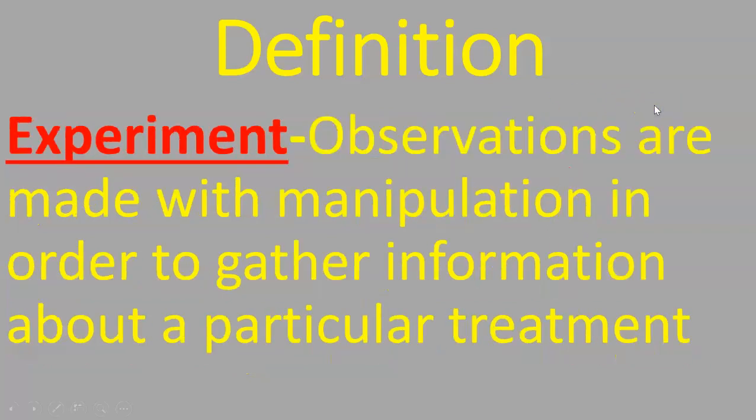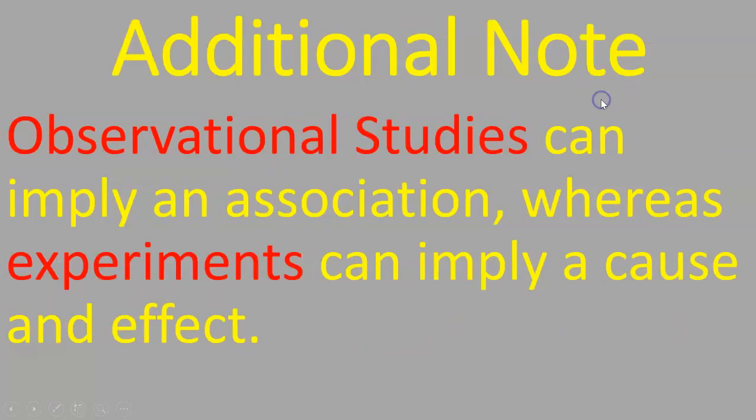An experiment is where observations are made and you're using manipulation. You're trying to see if a particular treatment can cause things. Okay, so you are behind the scenes changing variables and seeing what the results of those changes are. Very similar to an observational study, but you're more in control of this one. Here's an additional note on it. Observational studies can imply association, whereas experiments can imply cause and effect.